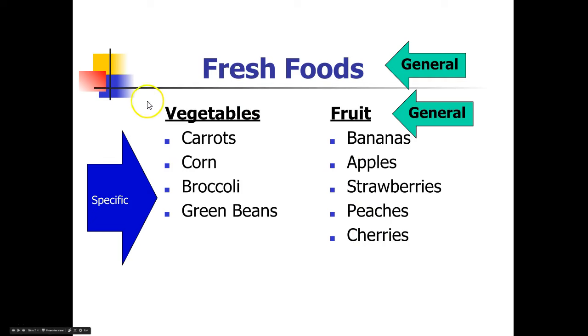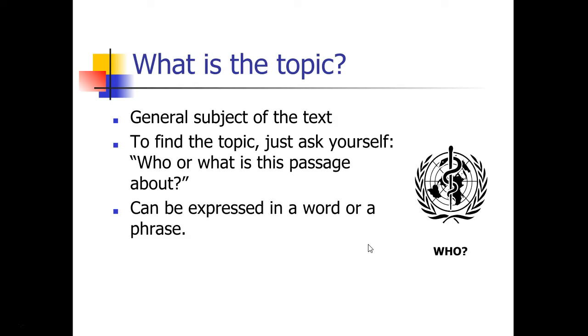These titles here, vegetables, fruit, those are general titles. But as we list the type of vegetables or we list the type of fruit, we get more specific. So, one of the first things you want to do is ask yourself, what is the topic of this text? It's going to be what it's generally about. To find the topic, ask yourself, who or what is this passage about? Who are they talking about? What are they describing? And it can be expressed in a word or a phrase.